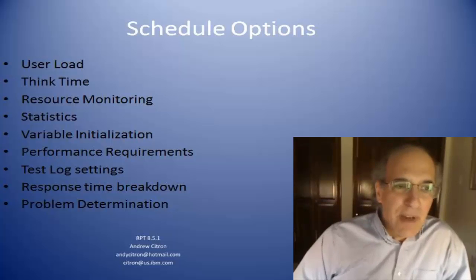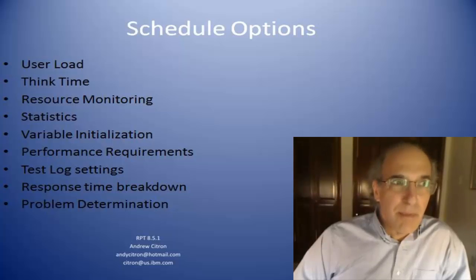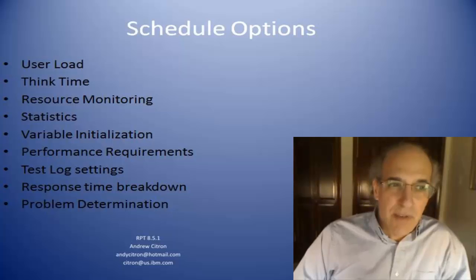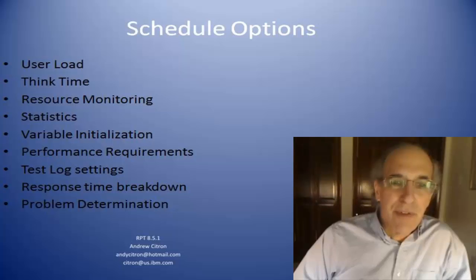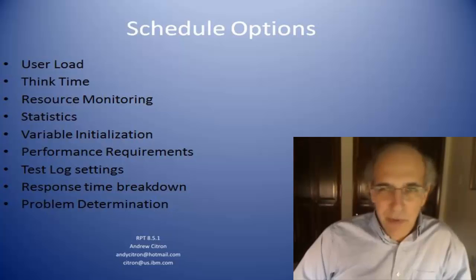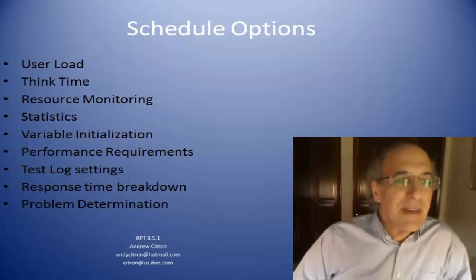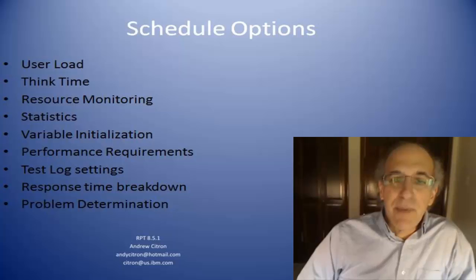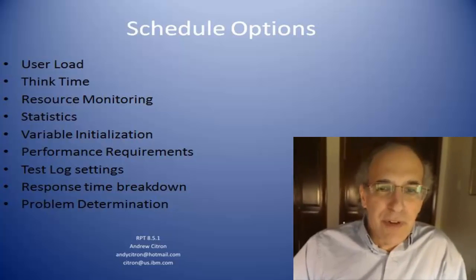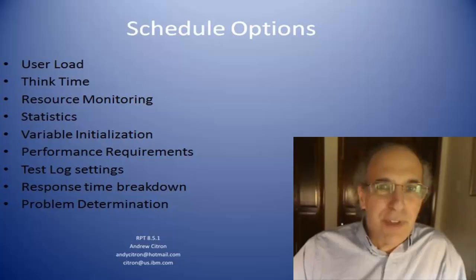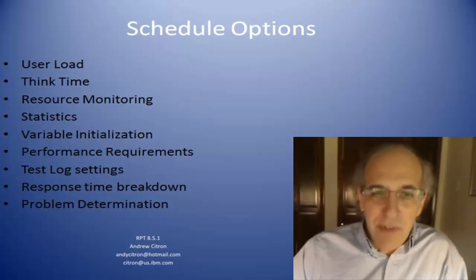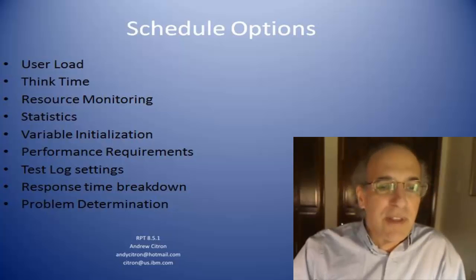Response time breakdown option actually lets you use RPT like a performance profiling tool. It'll show you where your time is being spent inside your system. Seems like a pretty neat feature. I have not used it because we have other profiling tools that we use. Problem determination allows you to specify that you want to track more information if you're in problem determination mode. If you're trying to debug a script, you might want to turn the levels up that you're gathering information about. So problem determination lets you get to that.